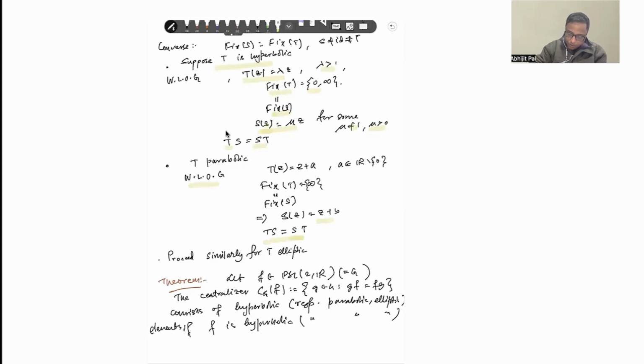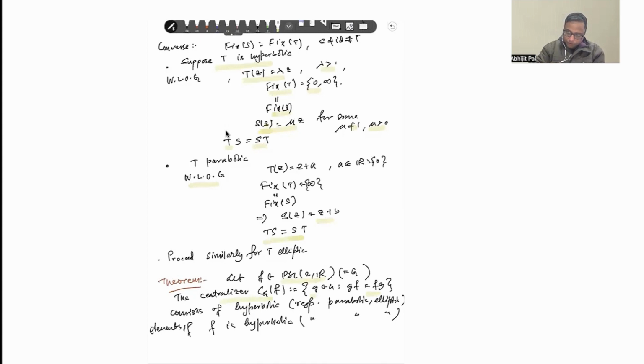Okay. So now we have the following important theorem. Let us take f to be an element of PSL(2,R), and we'll denote G to be equal to PSL(2,R). Then the centralizer of f in G. What is the centralizer? It is the set of all group elements g such that gf is equal to fg. So g and f commute with each other.